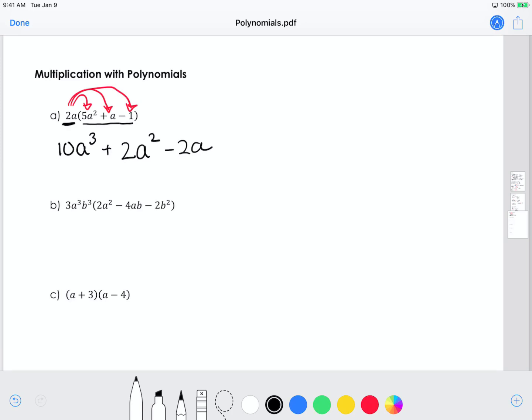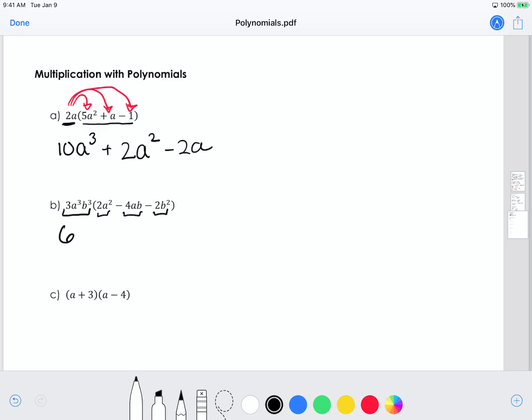We're doing the same thing in example B. I have a monomial because it's one term, and I'm multiplying it by a trinomial that has 3 terms. So I'm going to take 3a to the third, b to the third, and multiply it by each of the terms that are inside the parentheses. So you multiply your coefficients together, and then you combine your like bases using the product rule. So I have 3 times 2, which is 6.